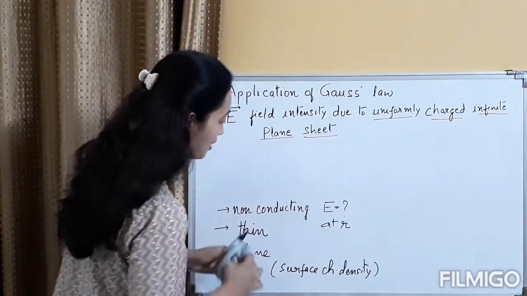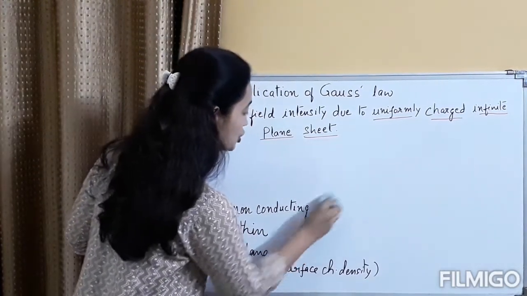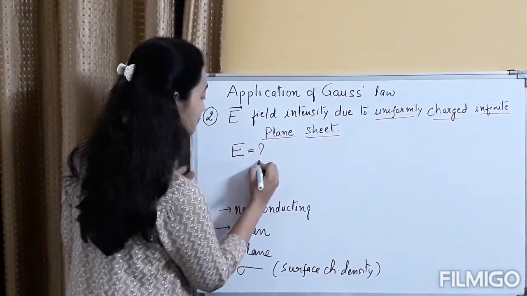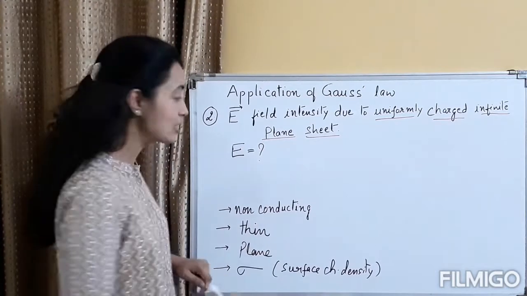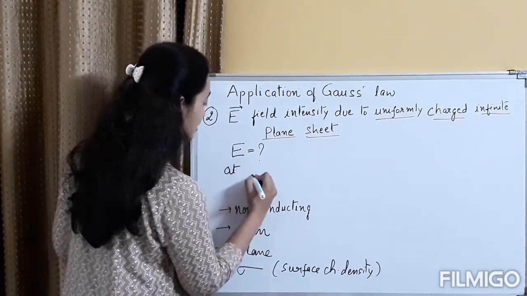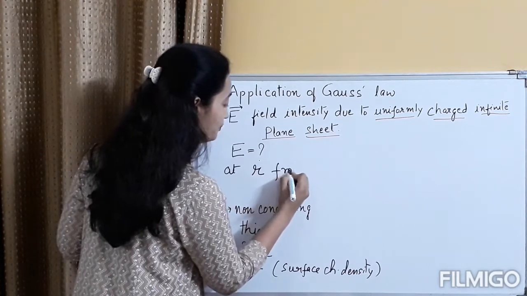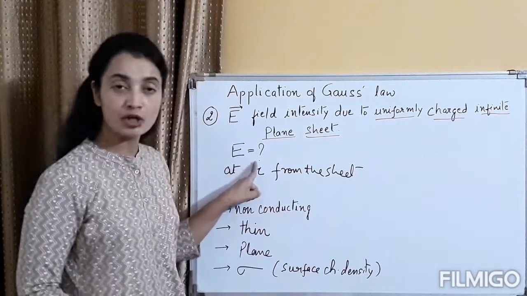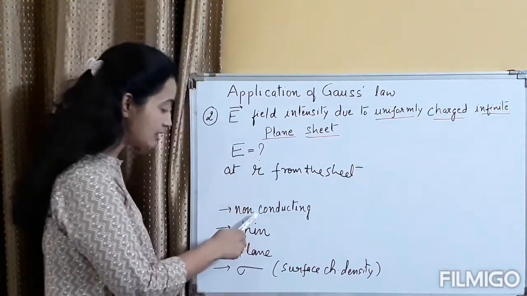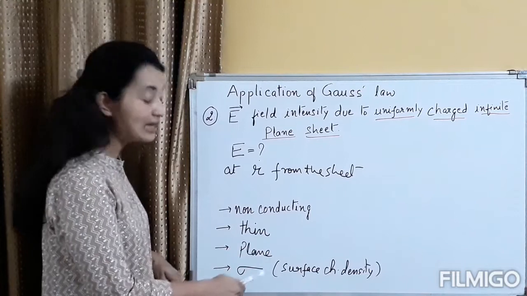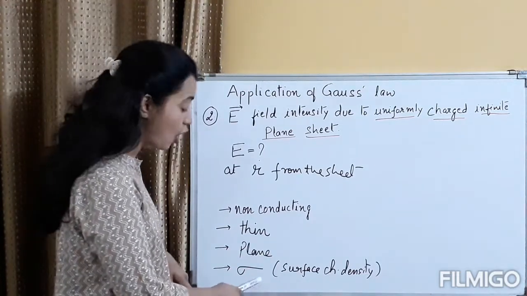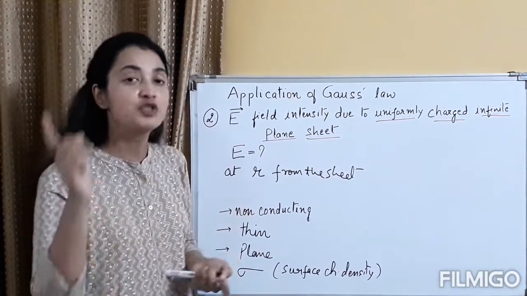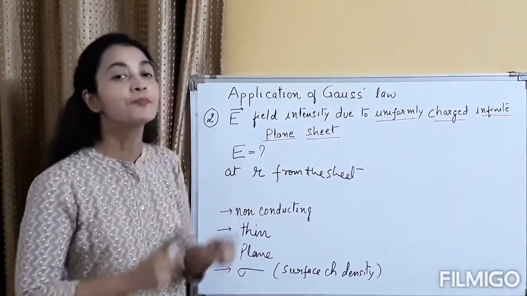What is our aim in this situation? Our aim is to find out the electric field. Where are we supposed to find the electric field? At a distance r from the sheet. We have to find the electric field at a distance r from the sheet, and the sheet is non-conducting, thin, plane. It has surface charge density of sigma, charge per unit area. Now, what is the first step? Just recall, to find the electric field.